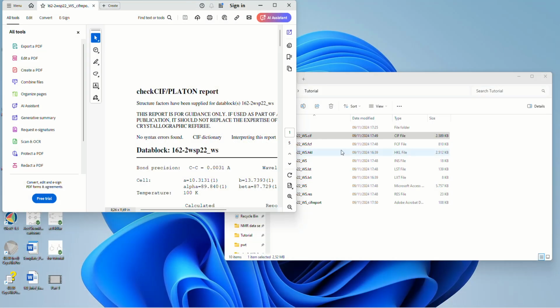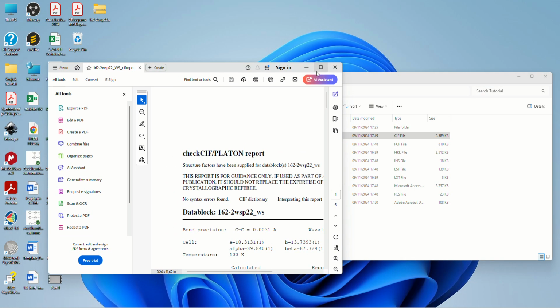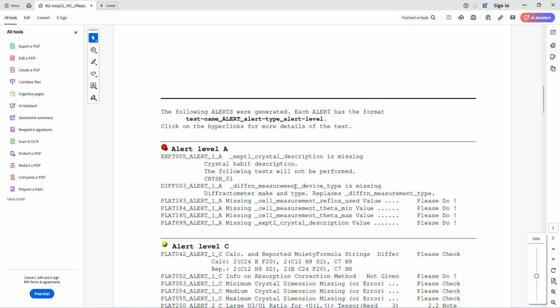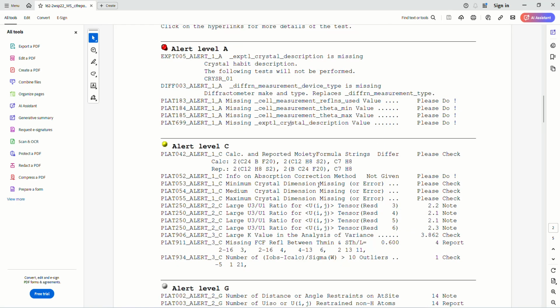So we got the CheckCIF alerts now. Let's have a look at what's happening. All of these are related to missing information that we didn't input, so we don't look at that. Calculated and reported moiety formula strings differ. You can see that it's just a matter of how the formula is presented, here it's just in reverse order.